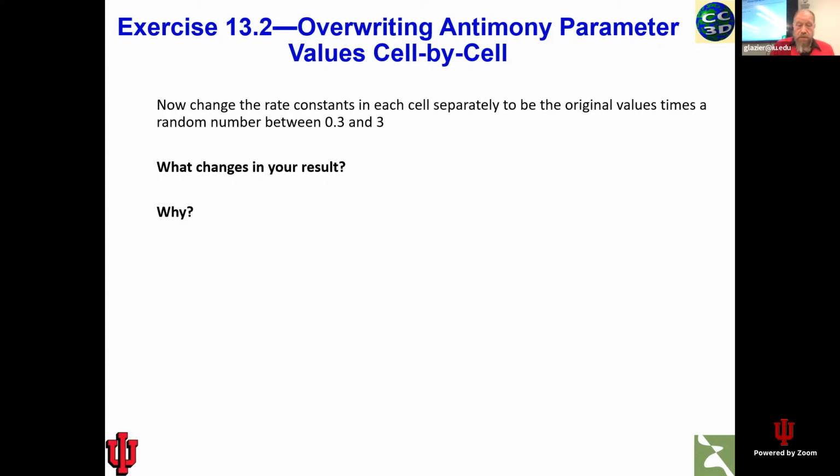So what do you have to figure out how to do here? First thing you have to do is remember how to generate a random number, and remember that you get numpy as np in CompuCell. So you may have to remember how to pull a random number between 0.3 and 3. Then you have to remember how to reference the parameter value through the dictionary.